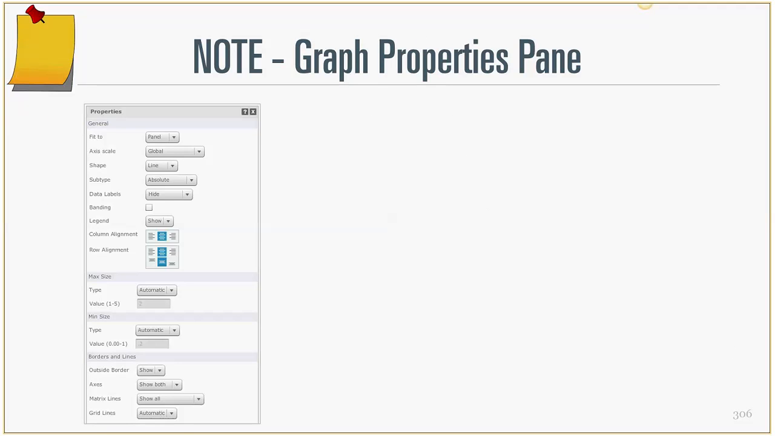Like any graph, even in dashboards you have a graph properties pane. There is nothing much to talk about here. It's more like a trial and run feature. So you have the fit to panel. You can change the shapes of the bar chart. Do you want lines? Do you want stacks? Then you can hide or show the data labels. You can hide or show the legend. There is column alignment, then borders and lines, and so on.